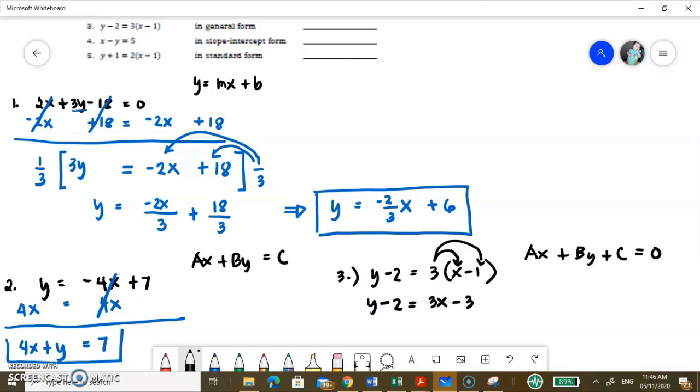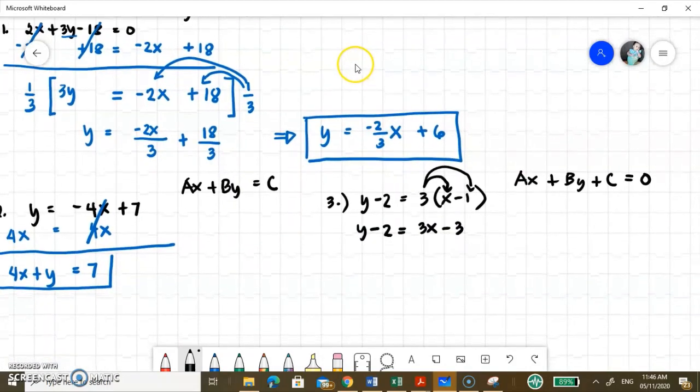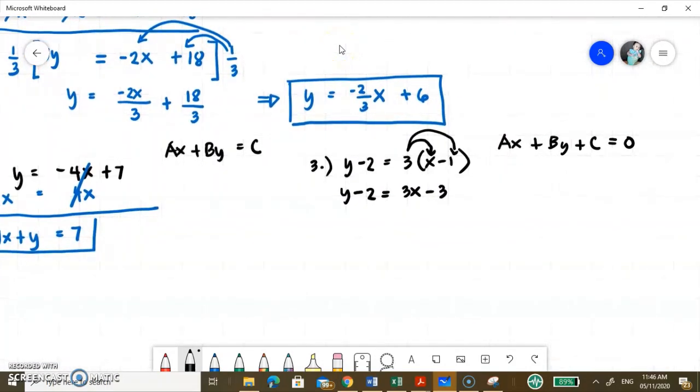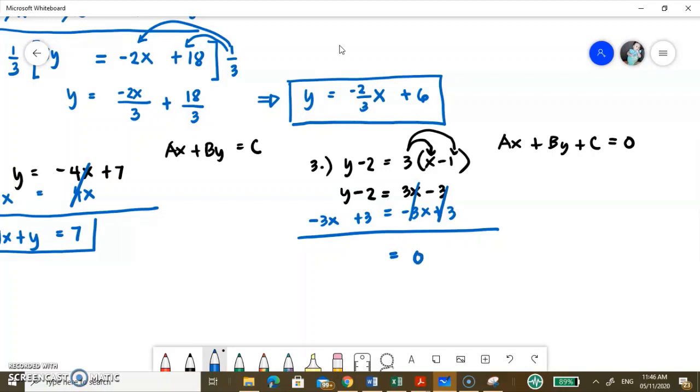And then, dapat yung x nasa kabilang side. Right? Tapos, yung constant natin, nasa left side silang lahat, right? So, ang gagawin is, mag-a-add tayo ng negative 3x. Tapos, plus 3. Ganun din sa kabila. Negative 3x plus 3. Okay? Then, we combine similar terms. Ito, matatanggal na. Ito, matatanggal din. 0 na lang matitira. So, here you have negative 3x plus y. And then, negative 2 plus 3 would be positive 1.